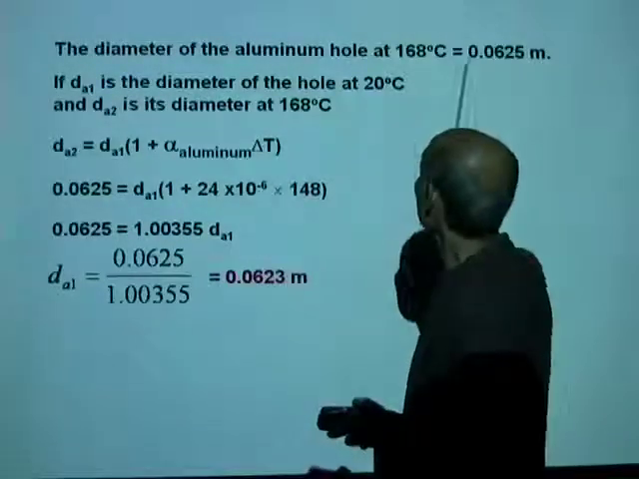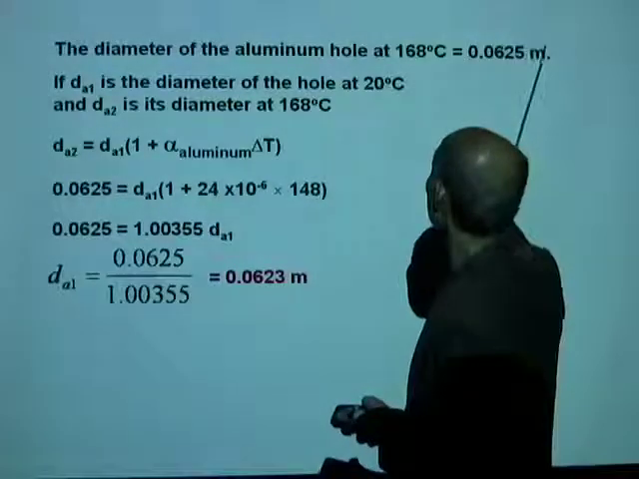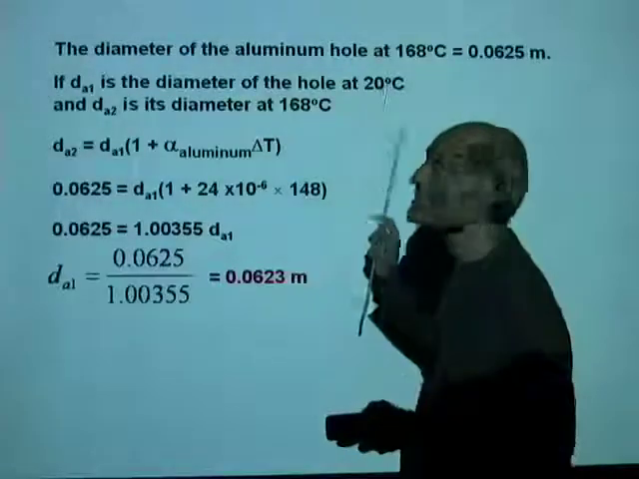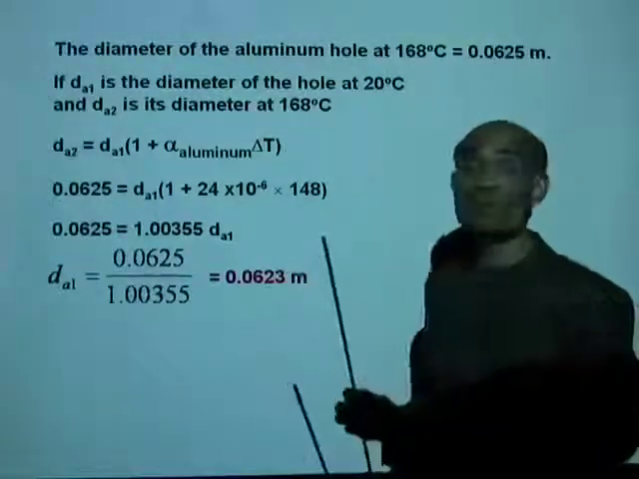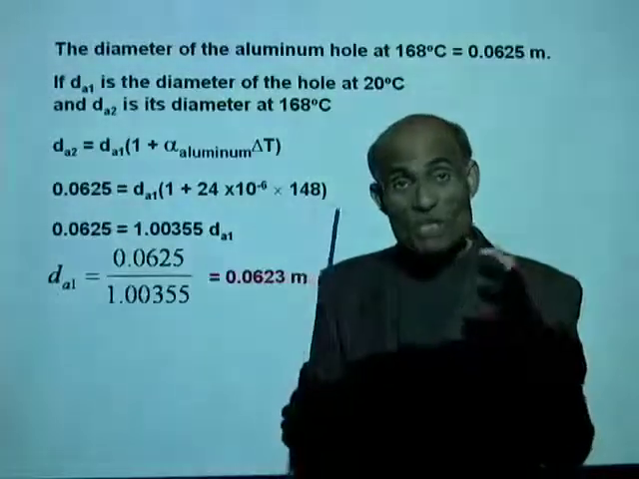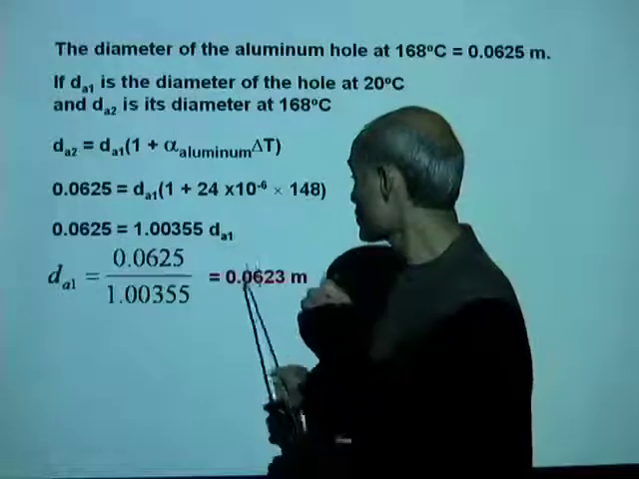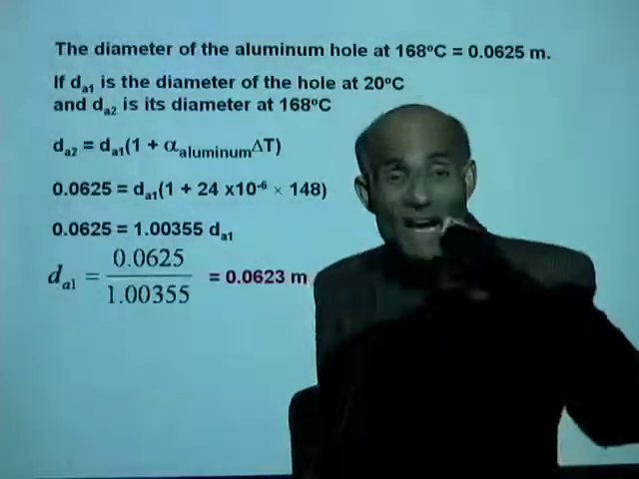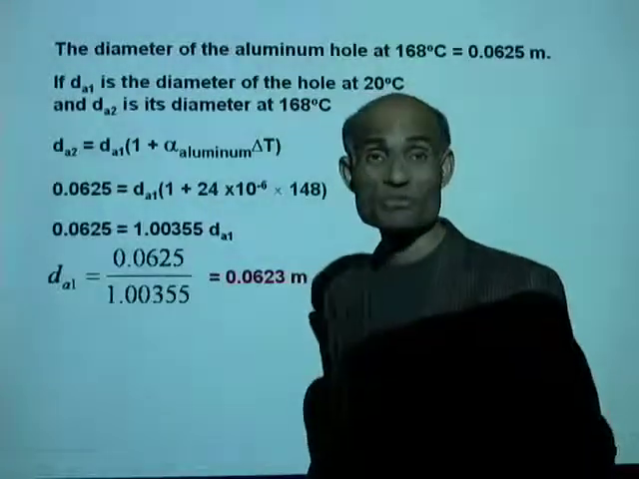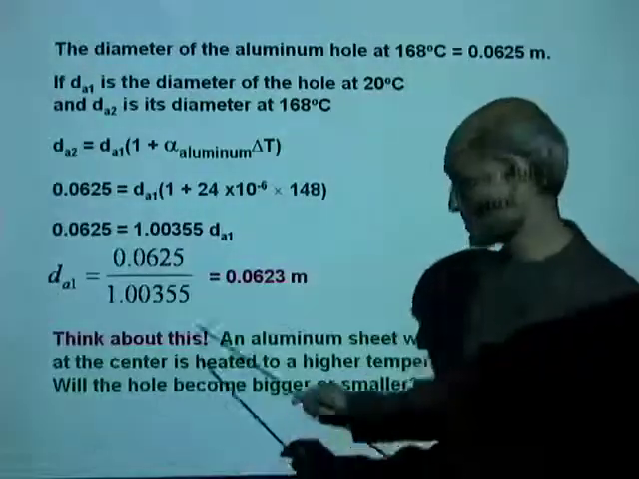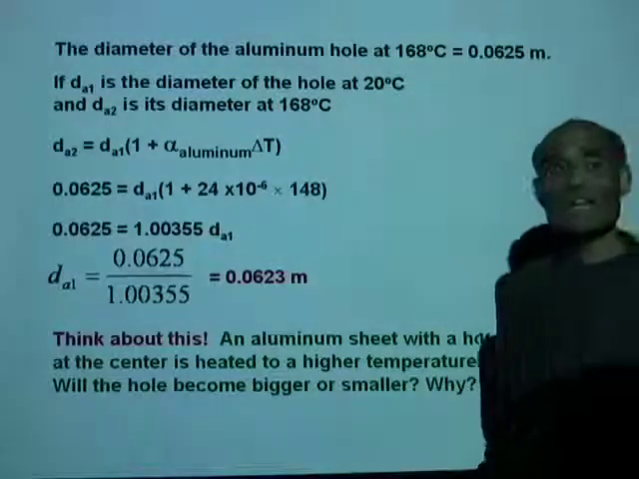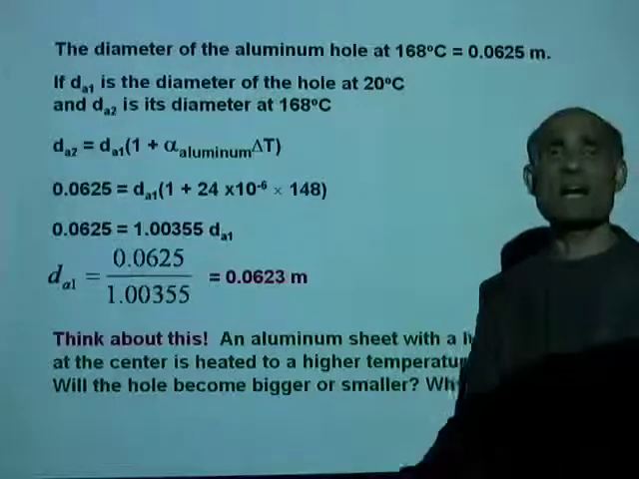Now look at this. The diameter of the aluminum hole at a higher temperature at 168 degrees Celsius is 0.0625, and when the aluminum sheet cooled down to 20 degrees Celsius, the hole has shrunk. Its diameter is now 0.0623 meter. Alright, I want therefore you to think about this and give me a feedback. Just send me a line.